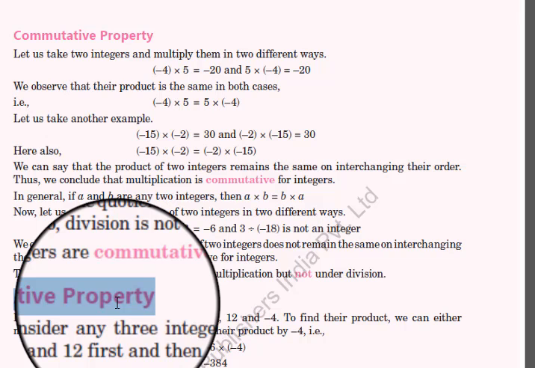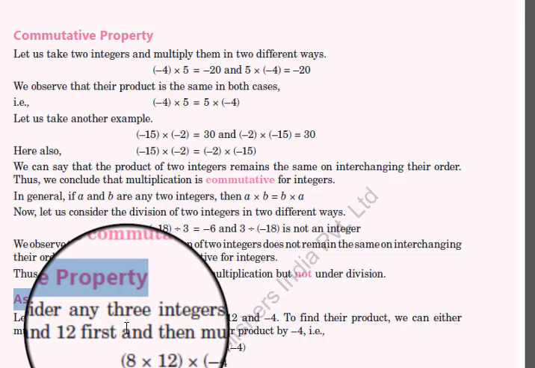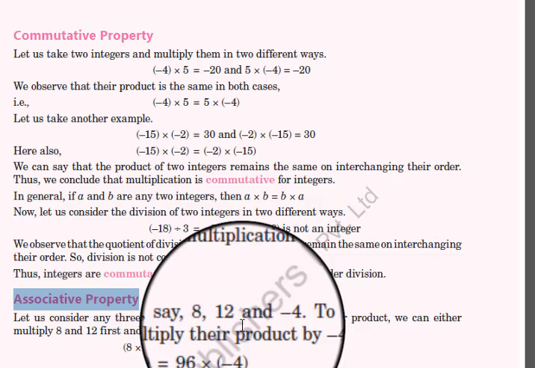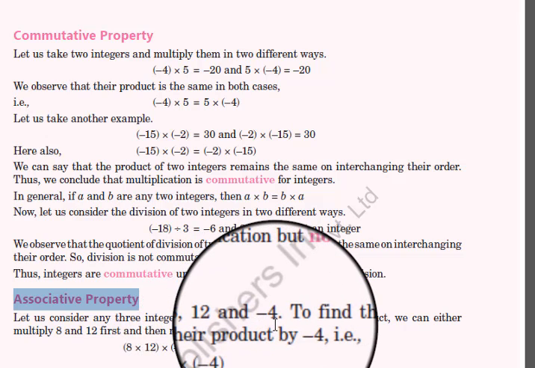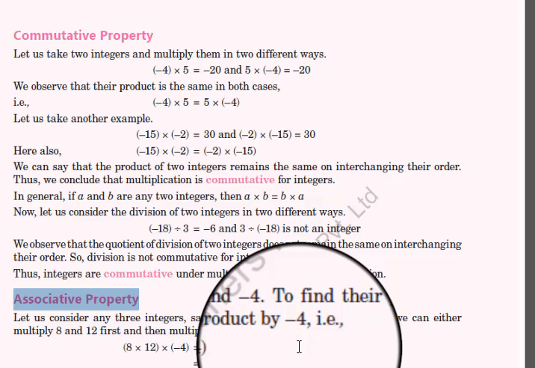Now what's the difference between commutative and associative? Let us take first the difference here. You can see here they are taking three integers. In the commutative property they have taken only two different integers. Here they have taken three different integers, 8, 12 and minus 4, and they will find the product either by multiplying 8 into 12 first and then multiplying it by minus 4.